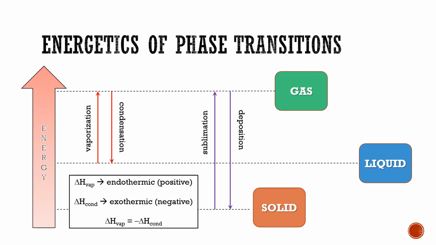To put this in other terms, the delta H of vaporization, or the heat of vaporization, we've said is an endothermic process, and recall that endothermic processes have positive delta H values. The delta H of condensation, we've said, is an exothermic process, which have negative values. If the quantities of energy are the same, and one has a positive value and the other has a negative value, we could say that the delta H of vaporization is equal to the negative of the delta H of condensation.